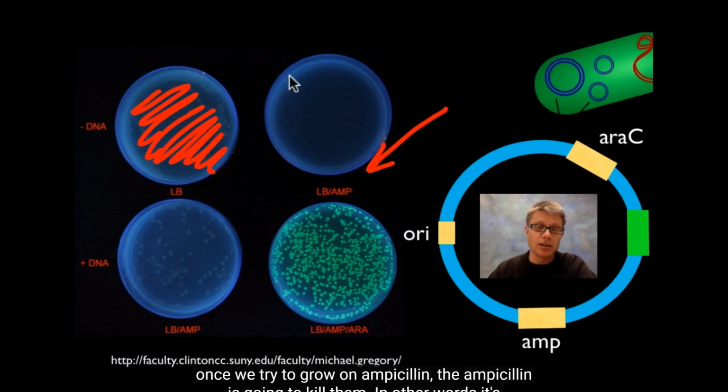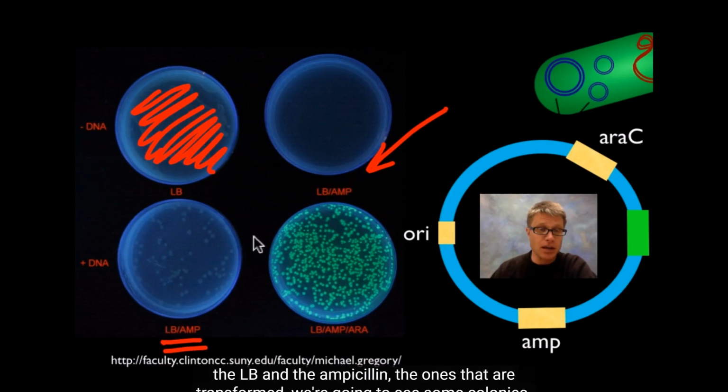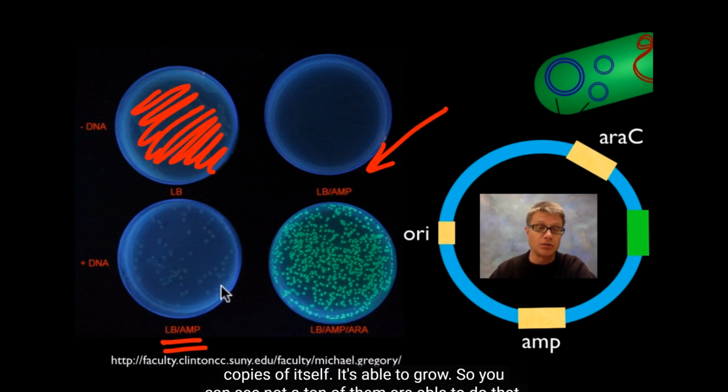The ones we try to grow on ampicillin, the ampicillin is going to kill them. In other words, it's going to kill all of them, since none of them picked it up. Likewise, on the ones with the LB and the ampicillin, the ones that are transformed, we're going to see some colonies. Each of these colonies represents one bacteria that picked up the plasmid. It's able to make copies of itself and it's able to grow. So you can see not a ton of them were able to do that.